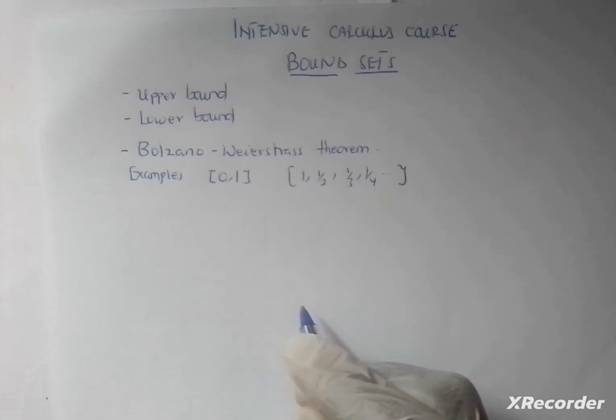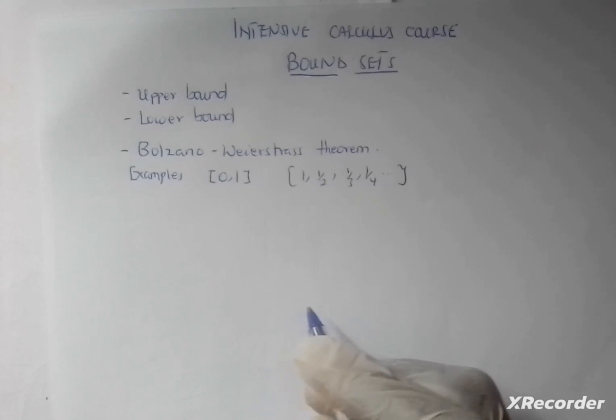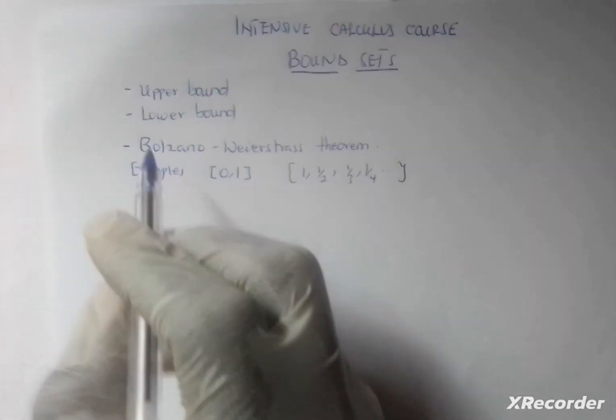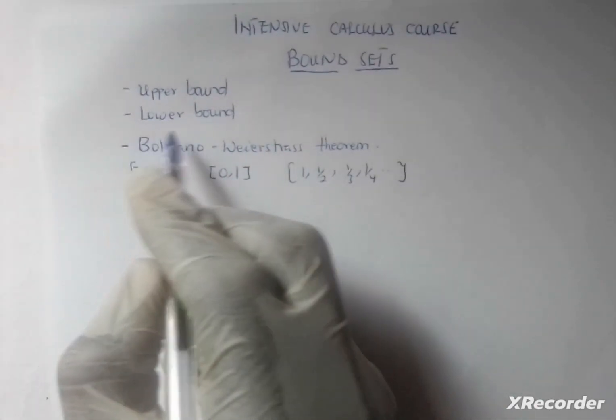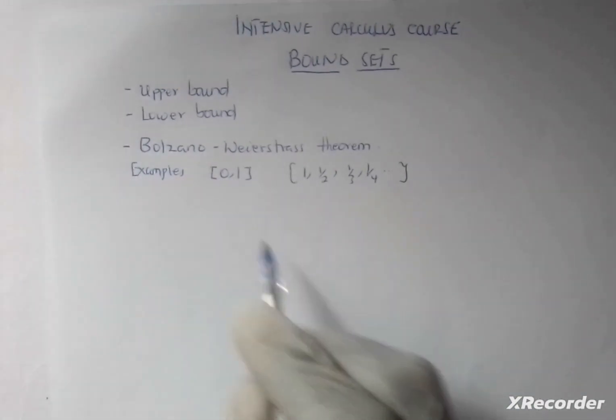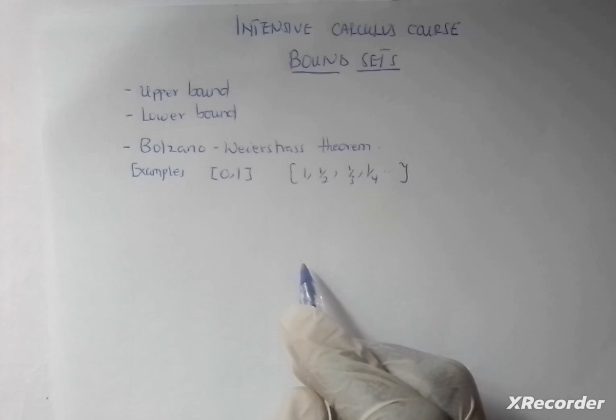There's an interesting concept in calculus. So let's see what this video has for us. In this video, I'm going to consider upper bound, lower bound, then the Bolzano-Weierstrass theorem with some examples. So let's see what it is.